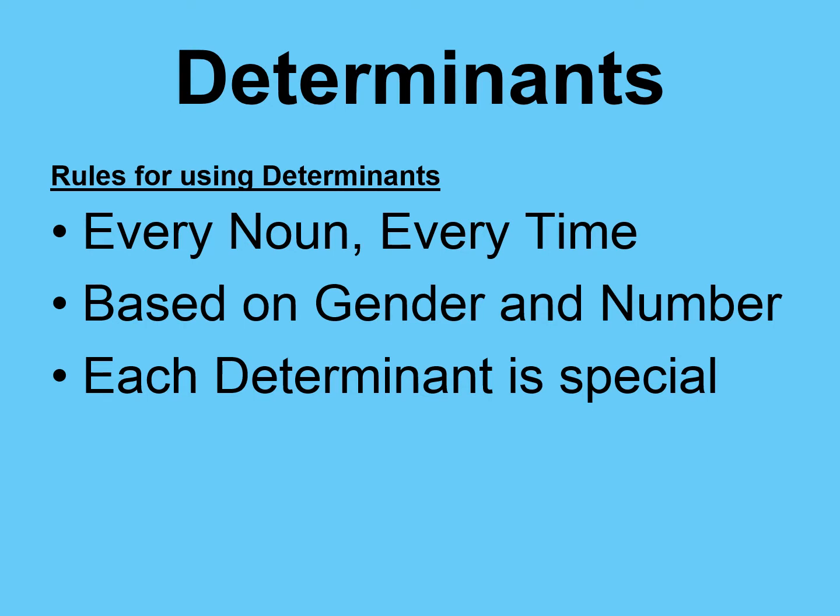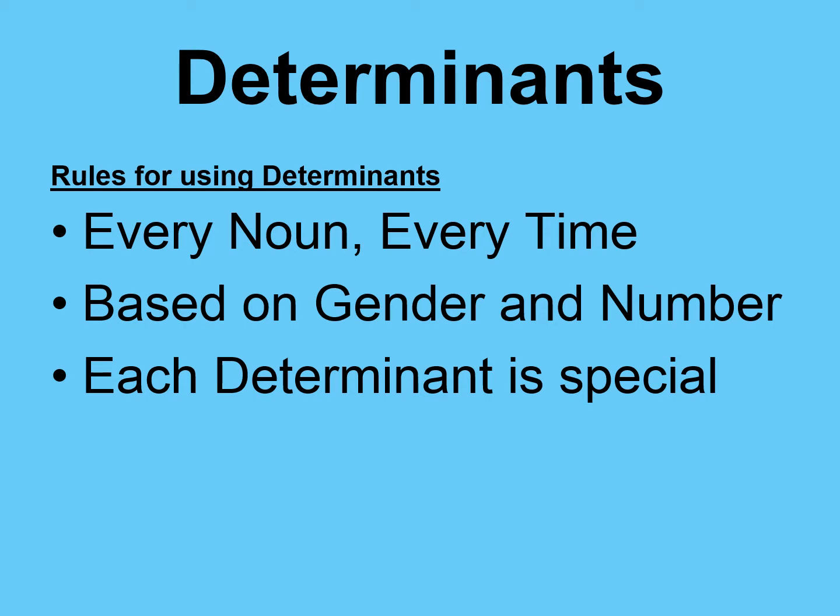First, we know that every time we write a noun, we must put a determinant. After today, you're going to have three possibilities that you can use, and it's important that you know which one you need to use. We also know that every determinant is based on gender and number, so you have to know, is the word masculine or feminine? And you must know, are we talking about one of those items or more than one? And lastly, each determinant is special.